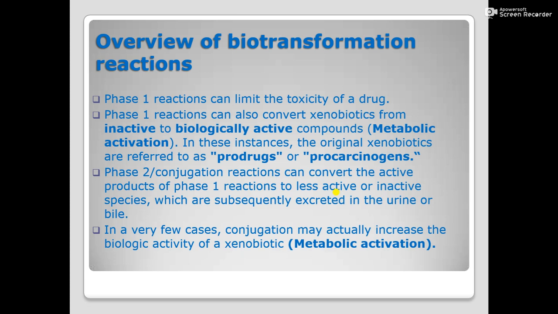In these instances, the original xenobiotics are called prodrugs. Prodrugs mean the inactive form of a drug, which becomes active after metabolism. This process occurs in phase 1 reactions. In phase 2, the active metabolites formed in phase 1 become less active or inactive, and as a result they are excreted in the urine and bile. So I think this is clear to you.